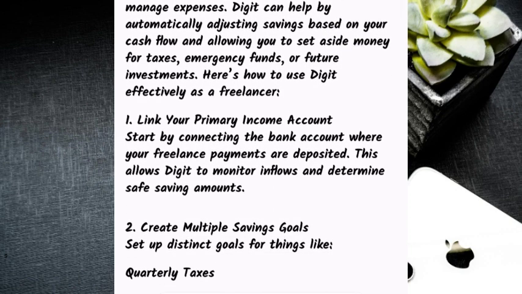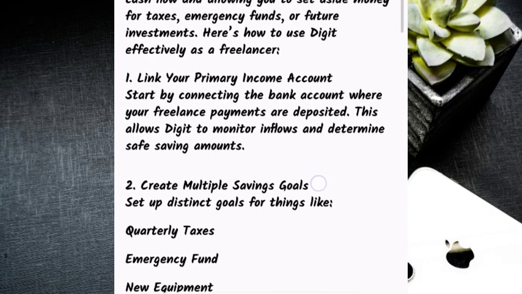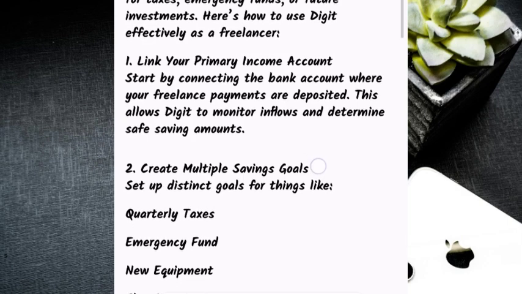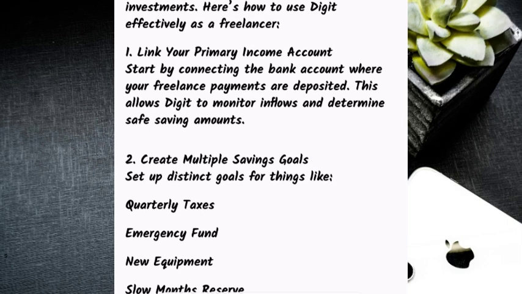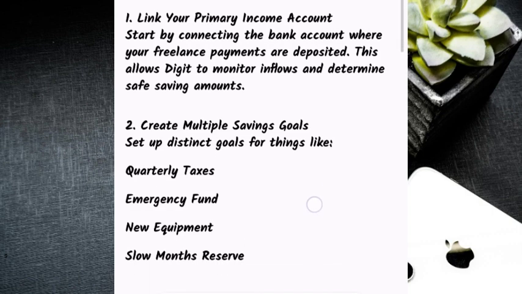First, link your primary income accounts. So you're going to start by connecting the bank account where your freelance payments are deposited. This allows Digit to monitor inflow and determine savings amounts afterwards. Next, create multiple saving goals. Set up distinct goals for things like quarterly taxes, emergency funds, new equipment, and of course slow months reserve.